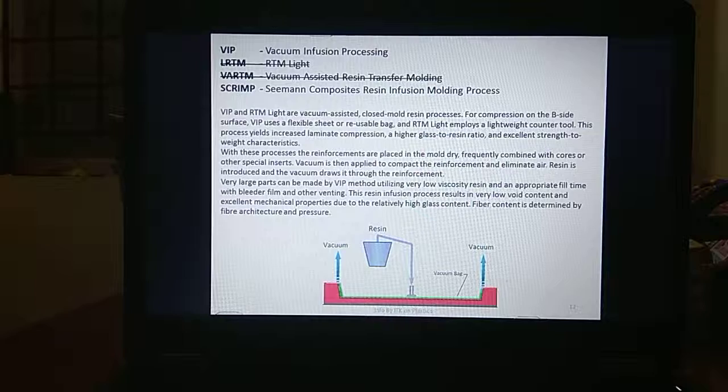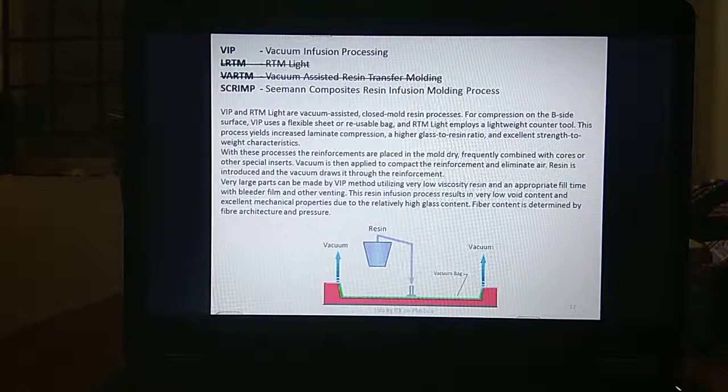Let us look now at the vacuum infusion process. This is also known as VIP. VIP and RTM Light are vacuum assisted processes. I will give you more of an overview about RTM Light later. It is a closed mold resin process.